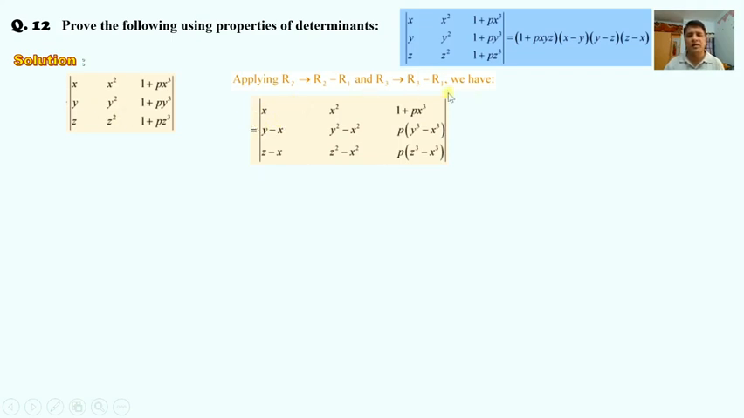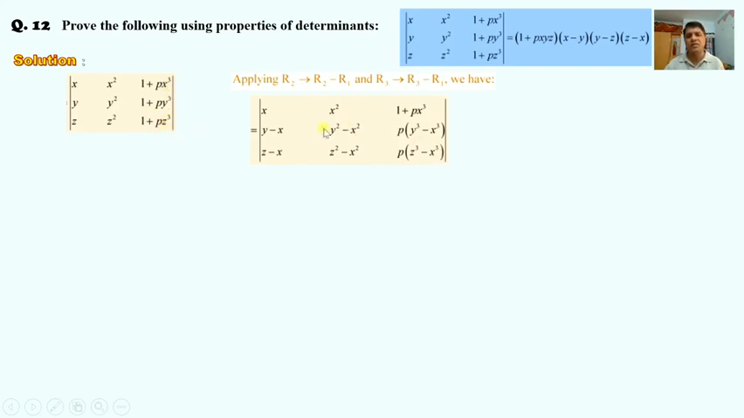So R2 and R3 are going to change. R2 will change, R2 minus R1. So y minus x, y square minus x square, and 1 cancels out. P is outside, taken common from these two, and y cube minus x cube. Similarly, R3 will change, R3 minus R1. So z minus x here, z square minus x square, and then 1 cancels out, P taken common, and z cube minus x cube here.